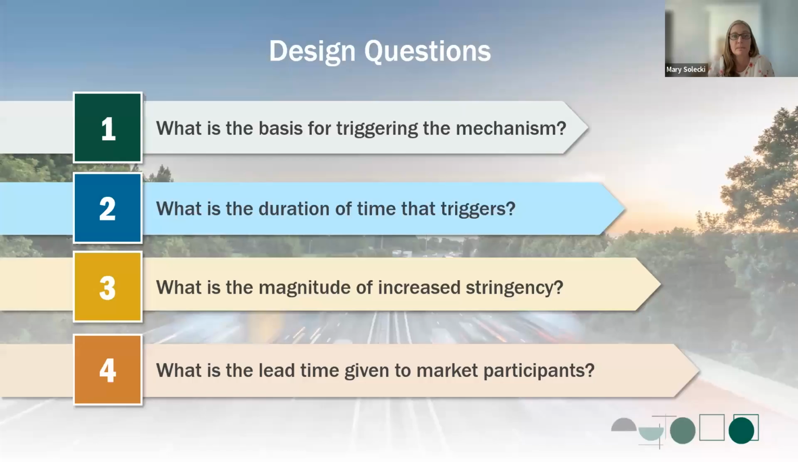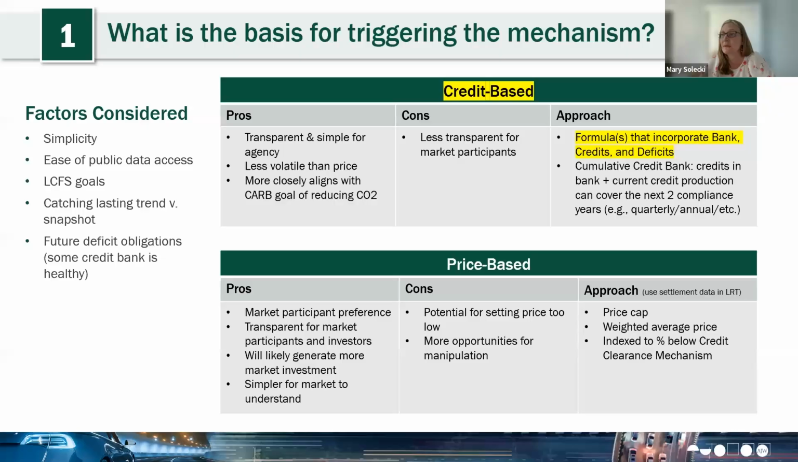Next slide, please. So our initial scoping helped us land in a similar place to the other presenters. We found 4 key design questions that are outlined on the slide here: the basis for triggering a mechanism, the period of time that is assessed to determine a trigger, the magnitude of an adjustment, and how much lead time we all would receive prior to a schedule change. While these answers are highly interdependent, I'm going to walk through these questions one at a time. So we'll start with the first one.